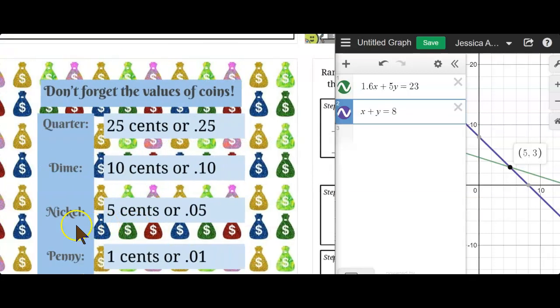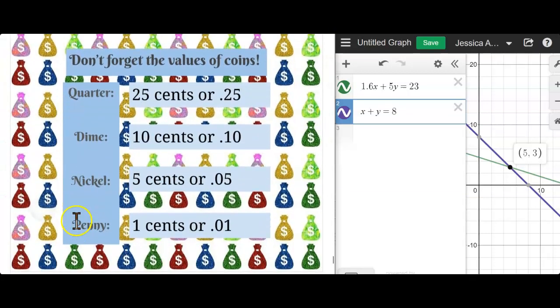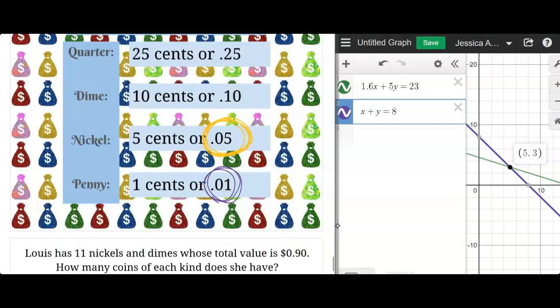The next type of problems that we talked about was coins. So I have on the screen here the value of coins. The biggest thing students struggle with is remembering that 0.05 for nickels. It's 5 cents, which is 0.05. A lot of students want to put 0.5, which would be 50 cents. So make sure to get that 0 in there for nickels and also for pennies, whereas dimes and quarters usually are a little more straightforward.